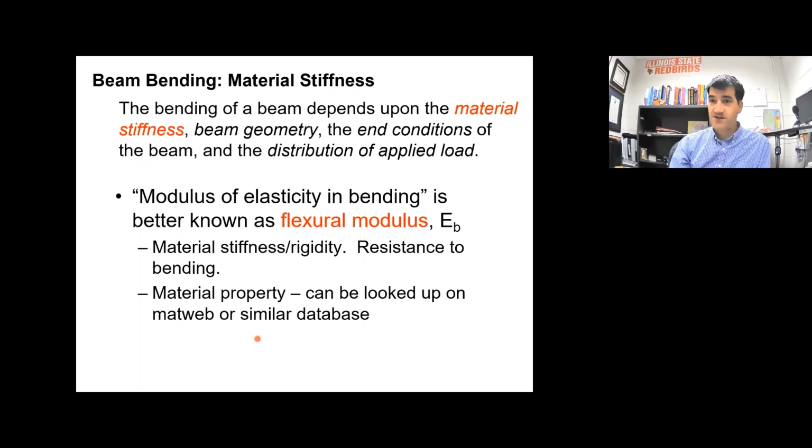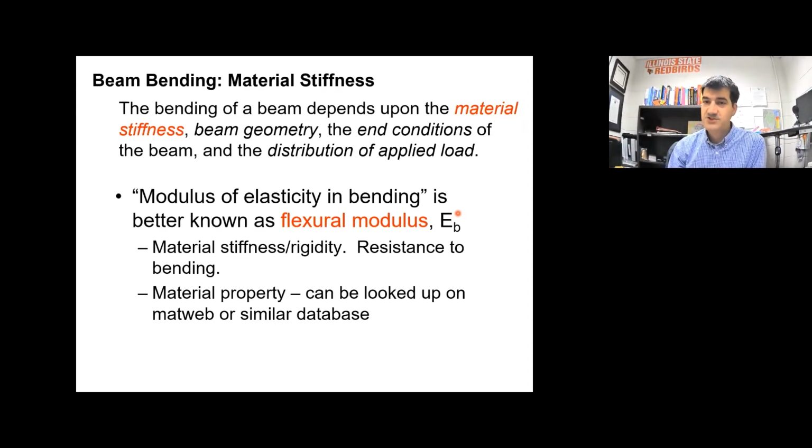So first of all, the first thing we'll talk about is the material property, the material stiffness. And the material stiffness is given by a material property called the flexural modulus. And we abbreviate that E sub B. The little b down here stands for bending. So we had E before, that was the elastic modulus, either in tensile testing or compression testing. And now we have another type of modulus, and that is the flexural modulus.